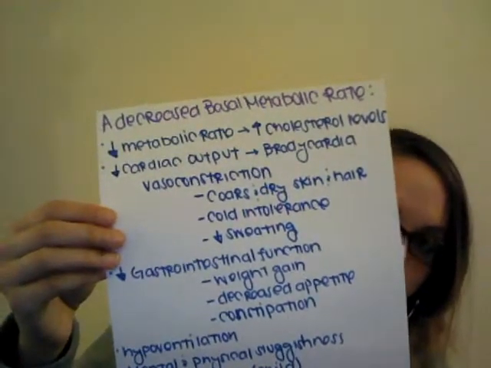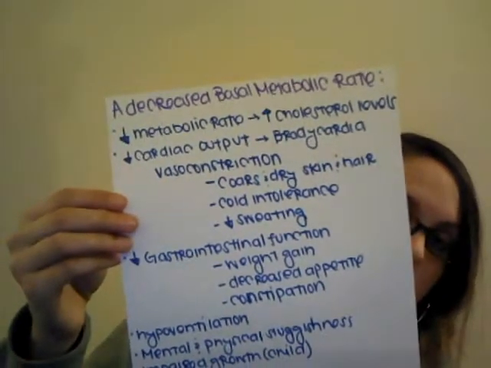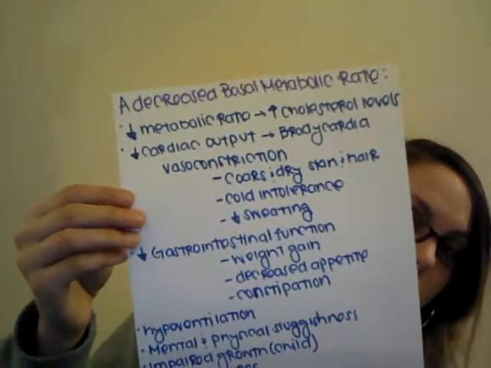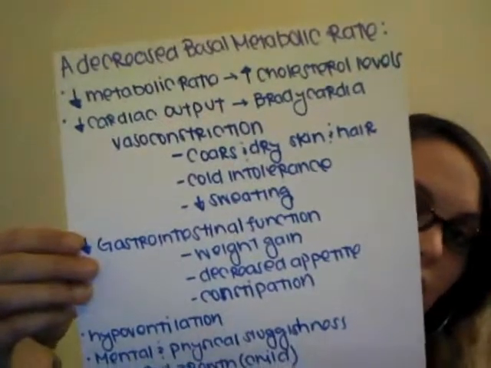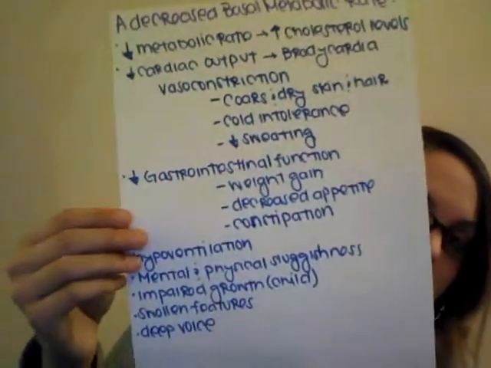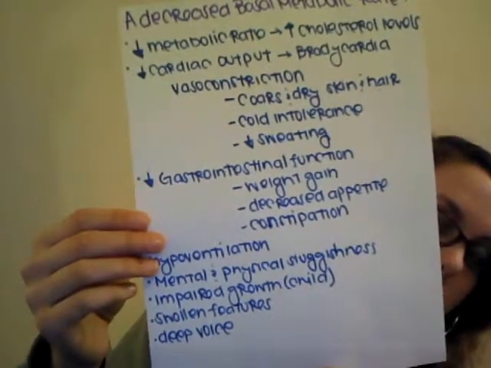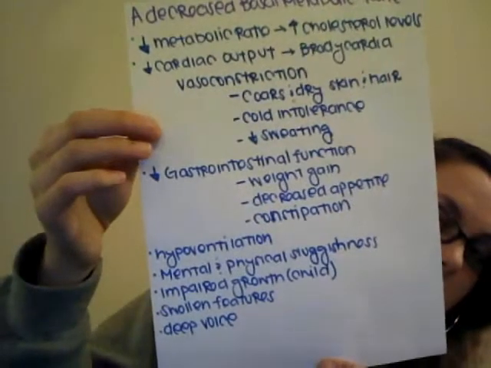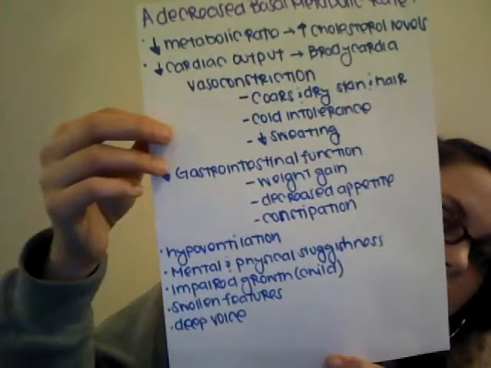Your metabolic rate is decreased, and that results in increased cholesterol levels. Your cardiac output is decreased, which then leads to bradycardia and vasoconstriction. This leads to coarse and dry skin and hair, cold intolerance, and sweating. Your gastrointestinal function is decreased, which then leads to weight gain, decreased appetite, and constipation. And then it also has hypoventilation, mental and physical sluggishness, impaired growth as a child, swollen features, and a deep voice. If you are diagnosed with acquired hypothyroidism, there is help.